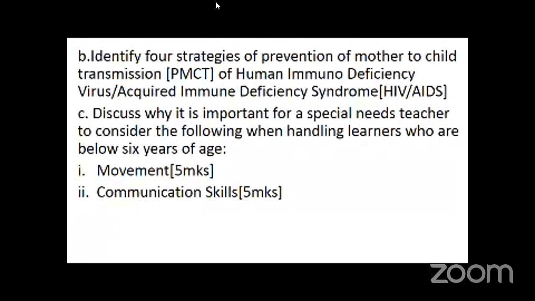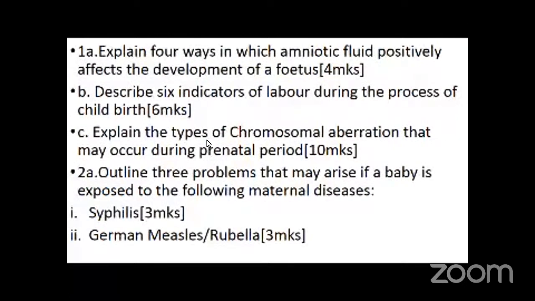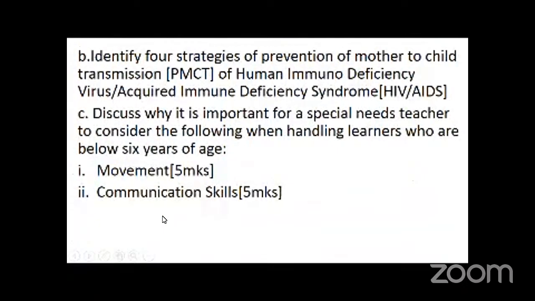Tomorrow, another day. We start here from question 3, 1C. We discuss why it is important for a special needs teacher to consider the following when handling learners who are below 6 years of age. That is movement and communication skills. So that is where we are going to start.